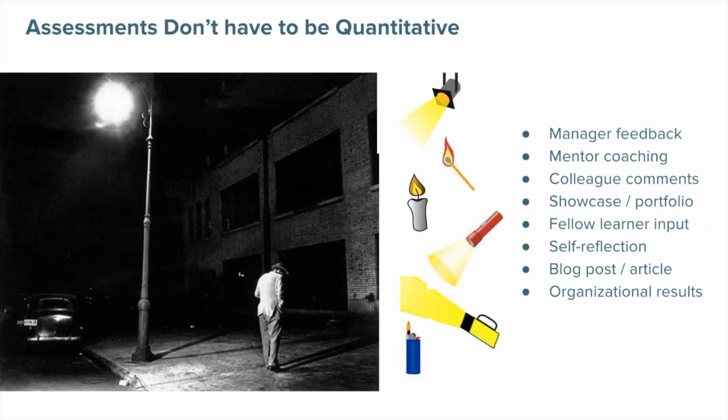Some other ideas is a showcase or portfolio. This is very common in the arts, for example, where people will have a portfolio and that will be the results of what they've learned. Fellow learner input from others in the course. Self-reflection, that is a form of assessment. Producing new information, blog posts, articles, things like that. And of course, organizational results. Maybe you're teaching change management and you can actually see what those results are from teaching people those concepts.